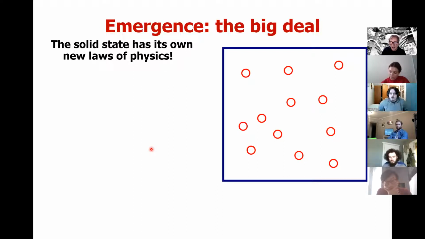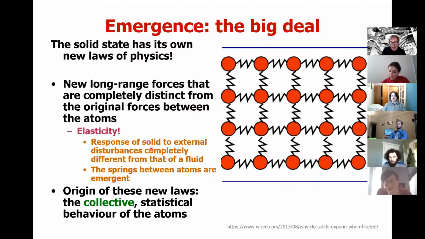Okay, so I start off with atoms, and then I cool it down, and now I get a state that has its own new laws of physics. And here you can see what those new laws are. What's happened is the atoms formed a crystal, as shown here, and they're connected by springs. And these springs are what gives rise to the rigidity and the elasticity of the solid. The thing about it is that we didn't put those springs in by hand.